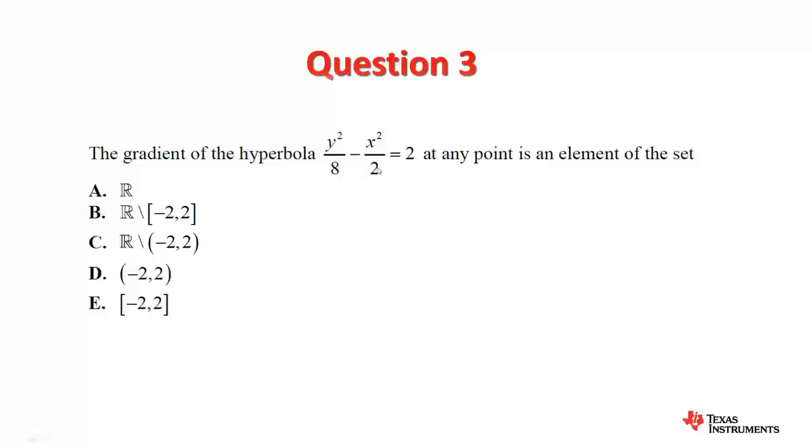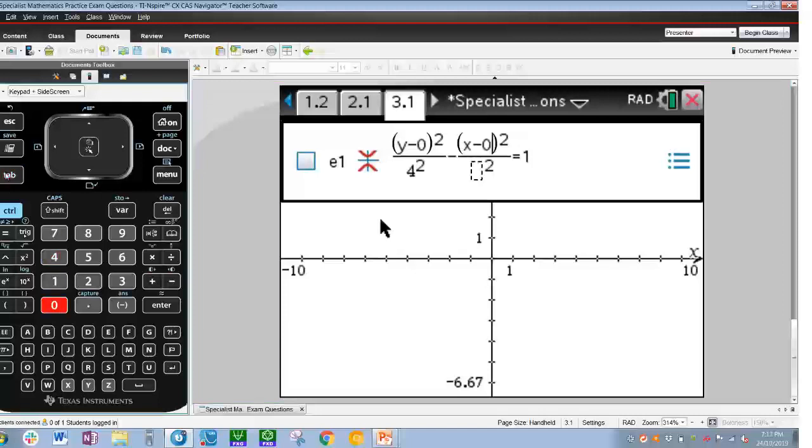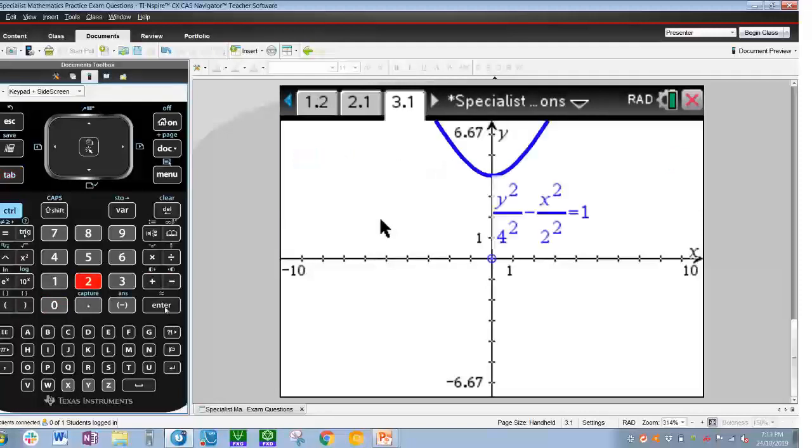So going back to our graphing screen, the denominator of y squared was 16, which is 4 squared. Tabbing along, and we have x minus 0 squared as before. And the denominator of x squared was 4, so 4 is simply 2 squared. I'm now going to hit enter. So now the calculator, of course, draws the hyperbola as you would by hand.